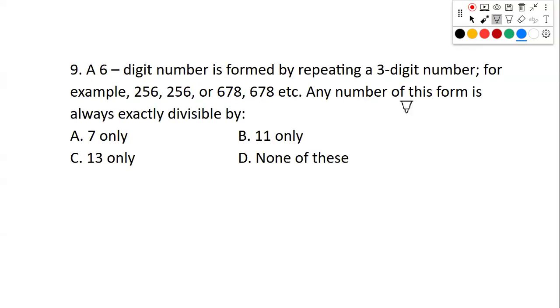So try this one. Okay, these are again a little bit of logical thinking. A 6-digit number is formed by repeating a 3-digit number. For example, 256256 or 678678. Any number of this form is always exactly divisible by the 3-digit number. So I have to repeat the same three digits, whatever they be, 102102. So here he said 256, again 256. Here he said 678 followed by 678.